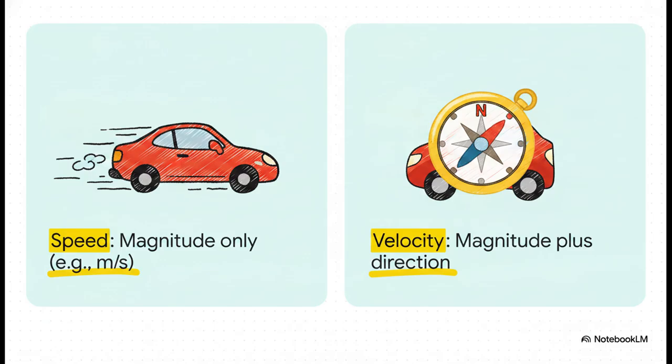Speed is magnitude only, like meters per second. But velocity, that's magnitude plus direction, like meters per second north. Velocity must always include that directional unit. If you leave out the direction, well, you're just talking about speed again. It's a tiny addition in words, but a massive leap in how much information you're communicating about an object's journey.